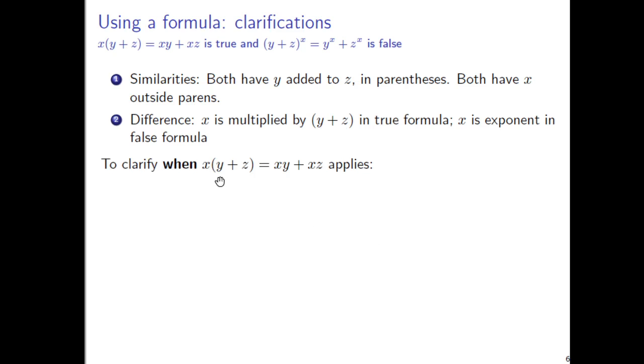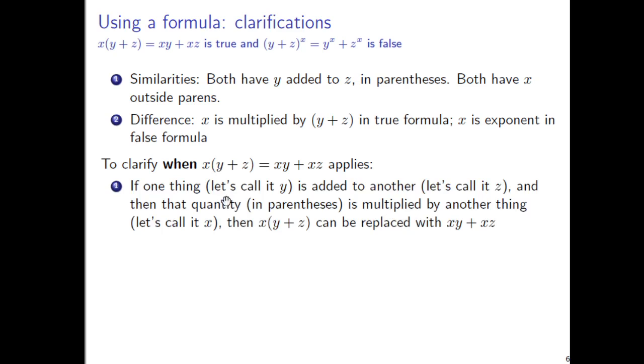So to really clarify, I want you to really understand this distributive law as presented here, to think about this in terms of a formula, and to think about every time you do the distributive act as really applying this formula. If one thing, let's just call it y, is added to another, let's call it z. So you've got one thing plus another, and that's what is represented here in parentheses, y plus z. Then that quantity, while in parentheses, is multiplied by another thing, which is called x here.